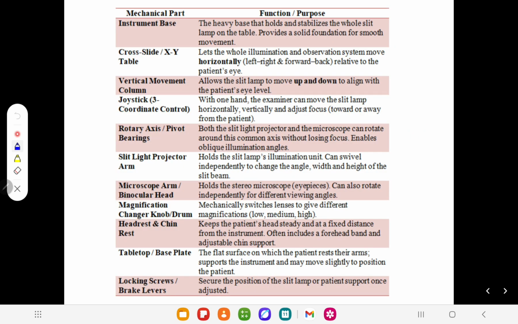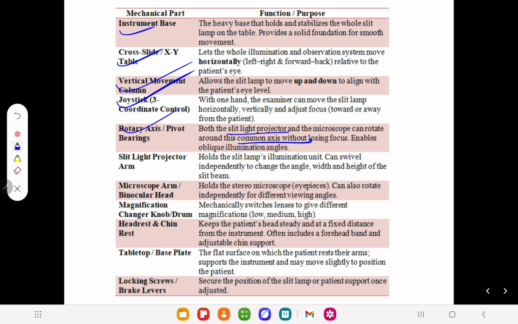So what is the mechanical part? We don't have to talk about a lot of things, but let me just put it here. Instrument base: you need a base that provides a foundation. Cross slide table: you need a table. Vertical movement column, so basically there is movement vertically up and down, isn't it? Joystick, which is very helpful, for three coordinates. Rotation axis pivot, basically meaning there is a common axis for the illumination system as well as the observation system.